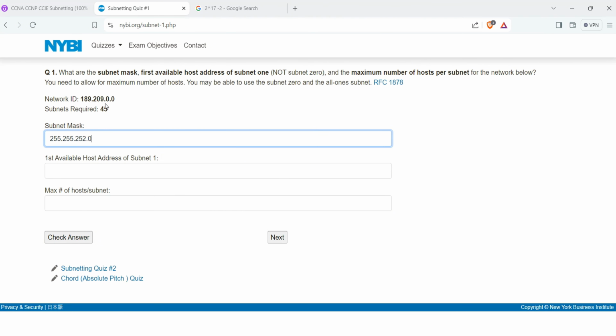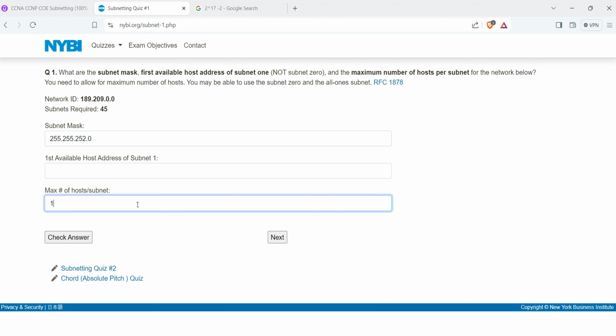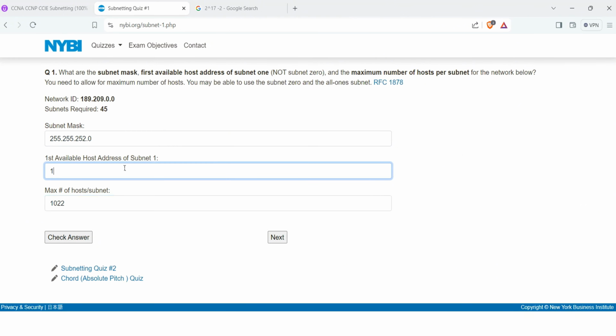Okay, how many bits did I borrow, folks? 6. So 8 plus 2 is 10. So what is 2 to the 10 minus 2? 2 to the 8 is what? 2 to the 9 is 512. 2 to the 10 is 1024. Minus 2 is 1022.